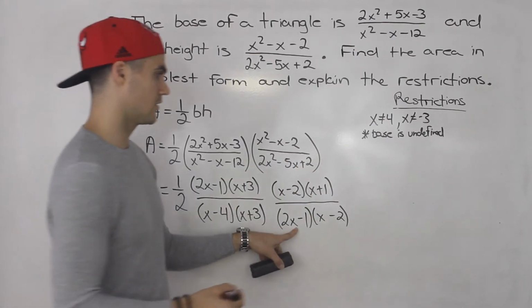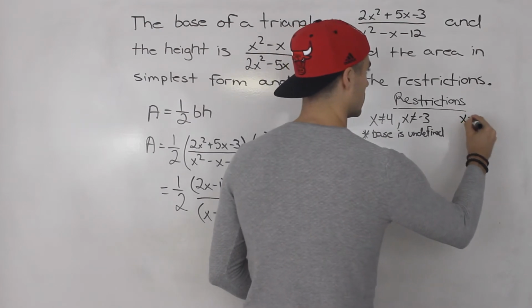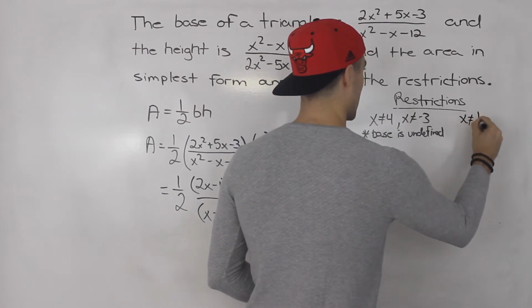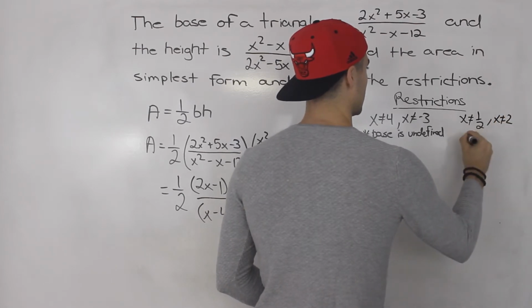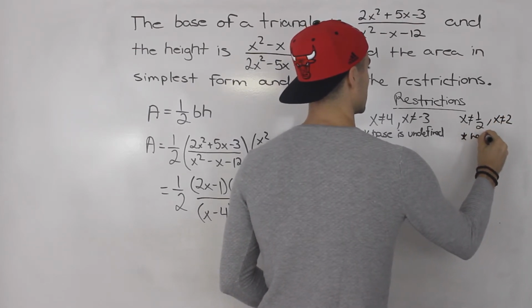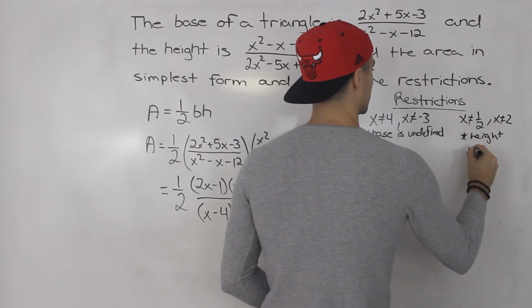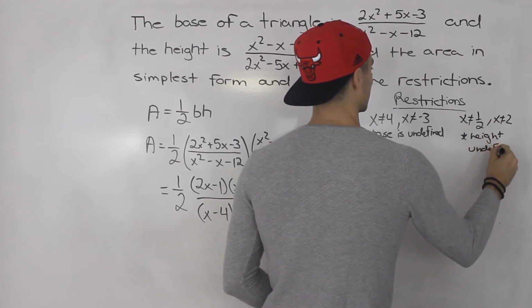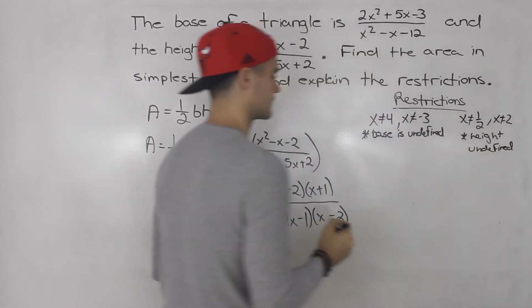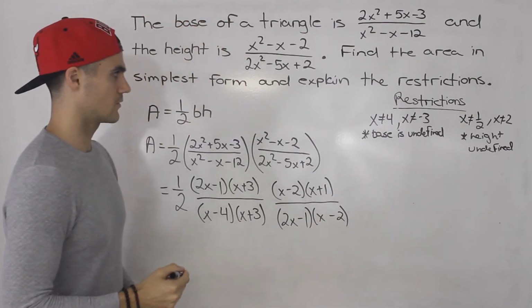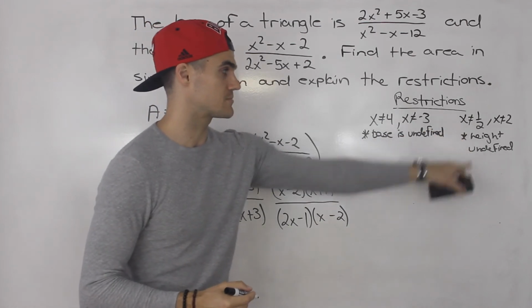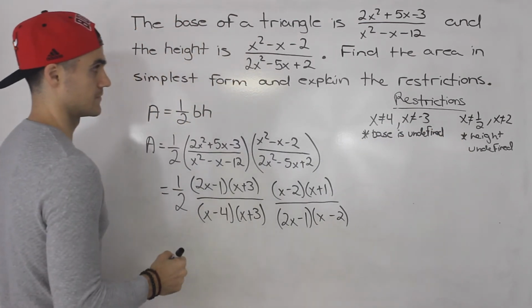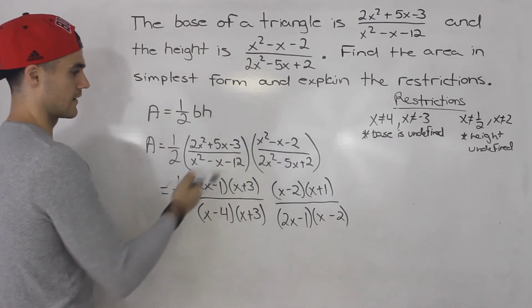And then over here, notice x cannot equal positive 1/2, and then x cannot equal 2. And that would make the height undefined. Right? So these two restrictions make the base undefined. These two restrictions make the height undefined. So that's what the restrictions are and their explanations.